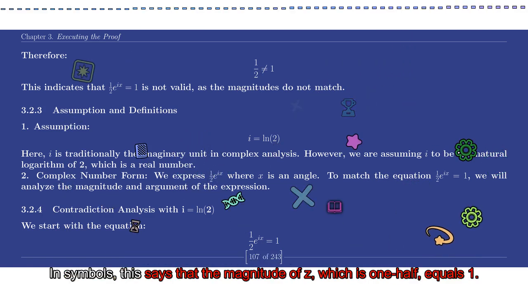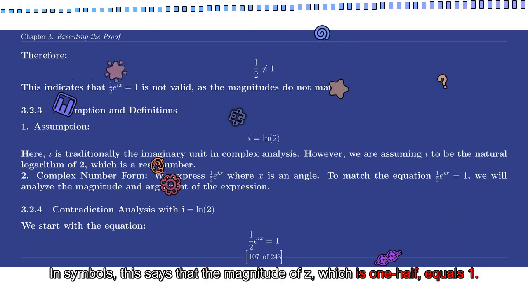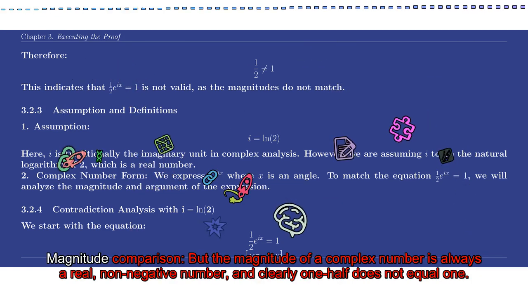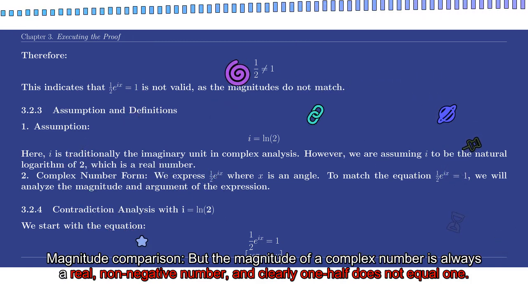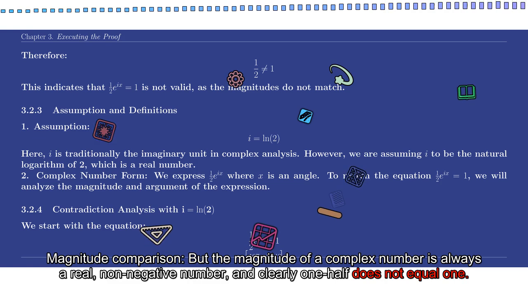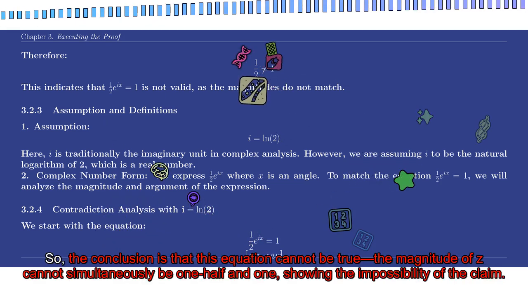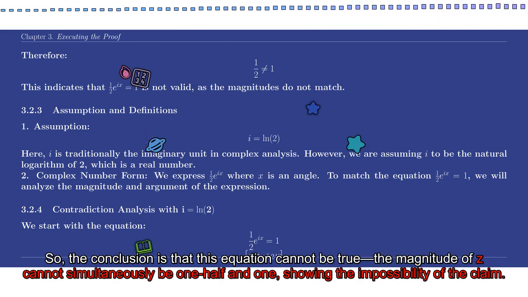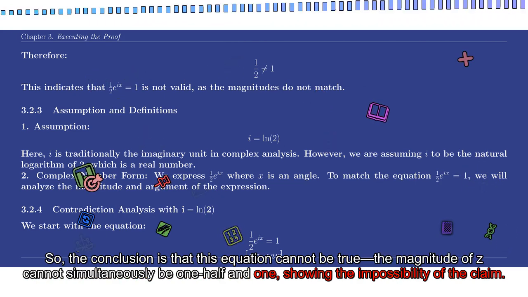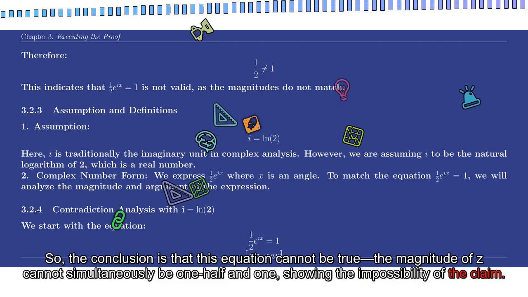In symbols, this says that the magnitude of z, which is 1/2, equals 1. Magnitude comparison: but the magnitude of a complex number is always a real, non-negative number, and clearly 1/2 does not equal 1. So, the conclusion is that this equation cannot be true. The magnitude of z cannot simultaneously be 1/2 and 1, showing the impossibility of the claim.